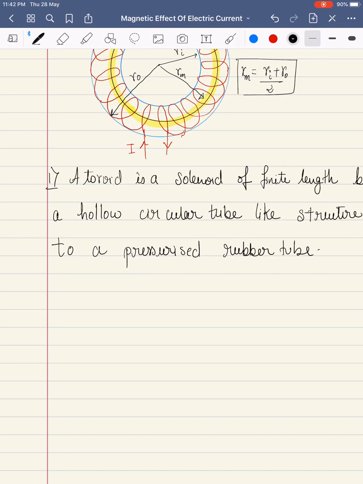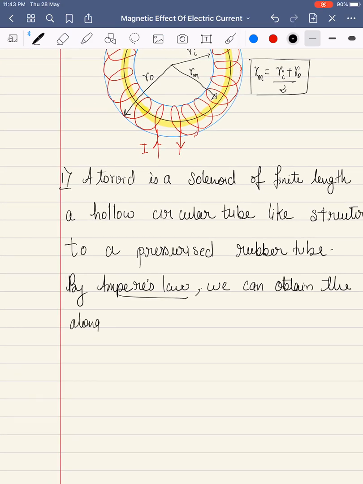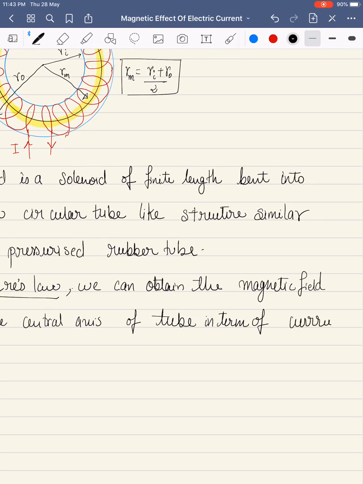So when I apply Ampere's law, we can obtain the magnetic field along the central axis of the tube in terms of current.